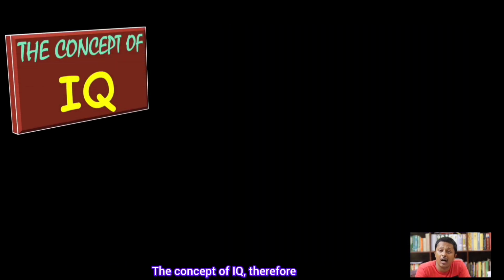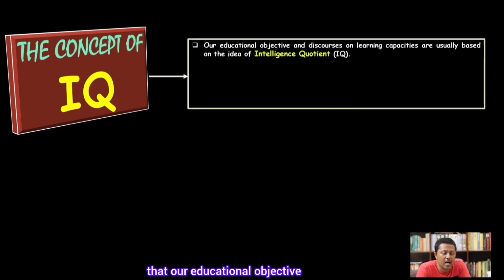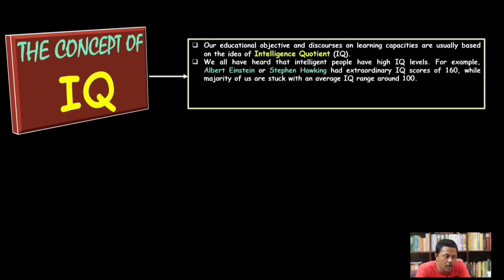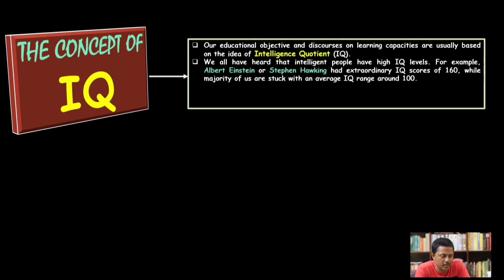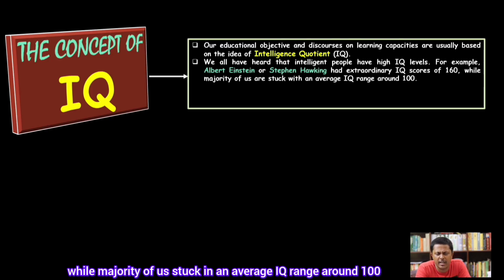To the next slide: what is the historical development of emotional intelligence? The concept of IQ, therefore, comes to the forefront. The concept of IQ suggests that our educational objectives and discourses on learning capacities are usually based on the idea of intelligence quotient. We all have heard the term IQ, that means intelligence quotient. We all have heard that intelligent people have high IQ levels. For example, Albert Einstein or Stephen Hawking had extraordinary IQ scores of 160, while the majority of us are stuck in an average IQ range around 100.